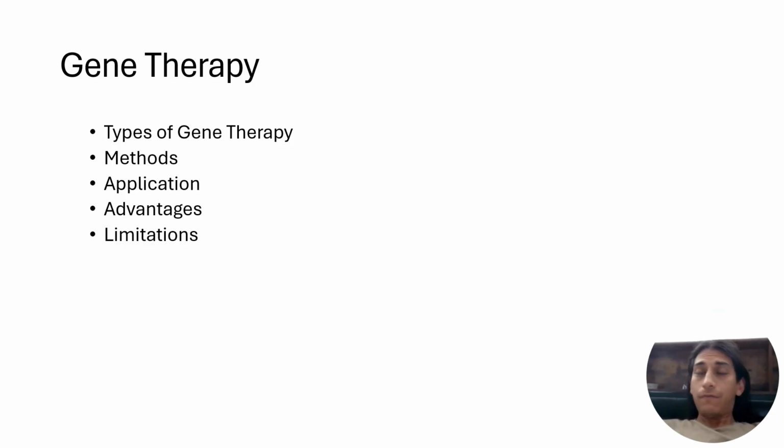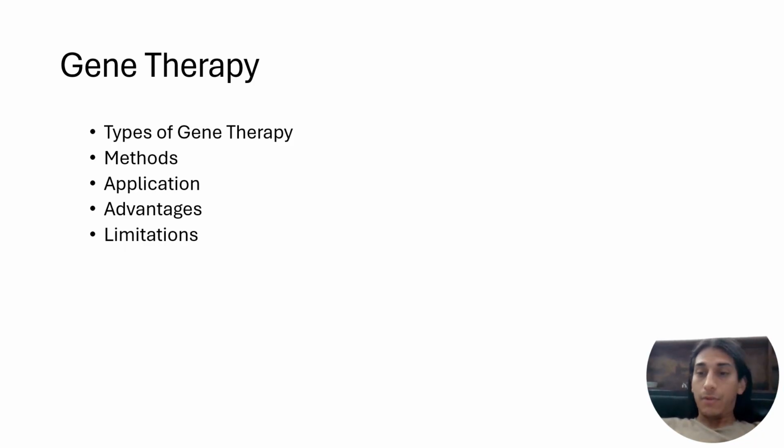Methods of gene therapy. We have viral vector-mediated gene therapy. It uses viruses to deliver healthy copies of a defective gene into cells. Non-viral vector-mediated gene therapy uses non-viral vectors such as liposomes or nanoparticles to deliver healthy copies of a defective gene into cells. We have gene editing, which uses gene editing technologies such as CRISPR or Cas9 to directly edit the defective gene.